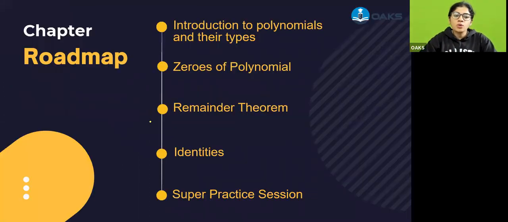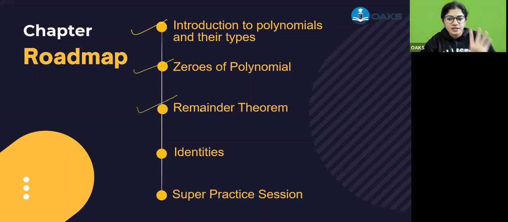Now, what was the chapter roadmap? We did the introduction to polynomials and their types. We did zeros of the polynomial. We did the remainder theorem. That was a bit theoretical; the lecture of the remainder theorem was a bit theoretical. Only this is the theory part in the whole chapter, otherwise the chapter is practical. In the last lecture, we did identities, and today we are here for the super practice session.